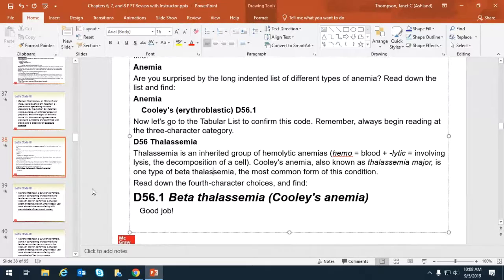Beta thalassemia, also known as Cooley's anemia. Rhymed.